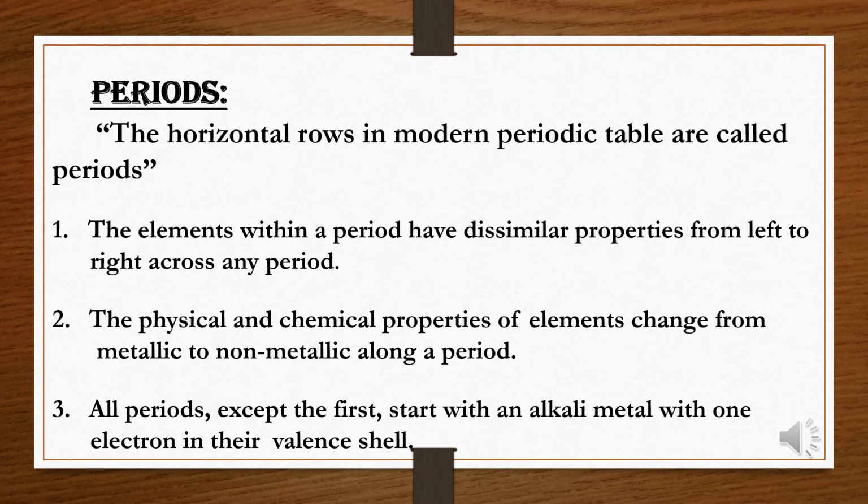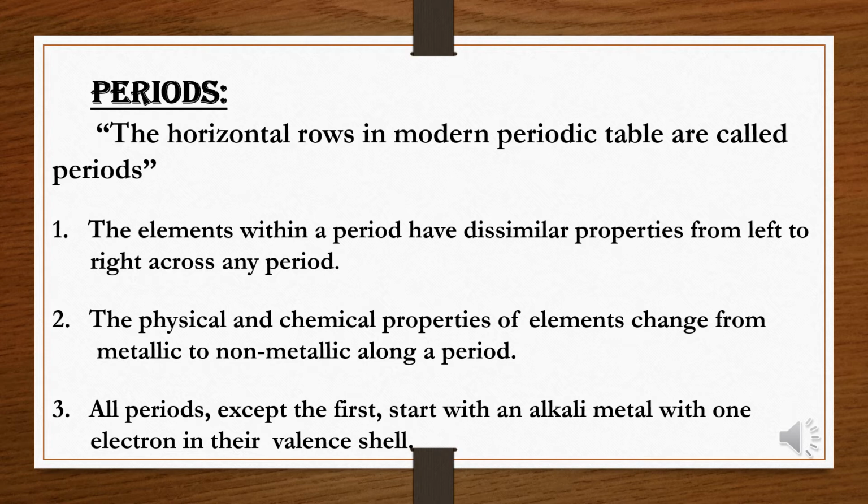Now, as far as the modern periodic table is concerned, we will discuss the periods first. What are periods? The horizontal rows in the modern periodic table are called periods. The elements within a period have dissimilar properties from left to right across any period. What does it mean? It means that the elements in a period have dissimilar properties, not similar properties like in the vertical groups, but in periods, the properties of the elements from left to right will be dissimilar.